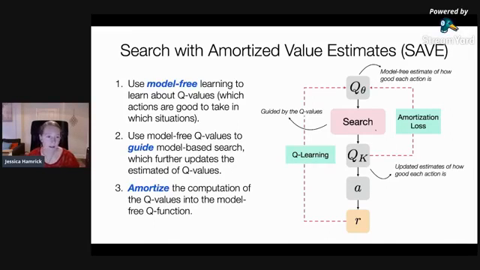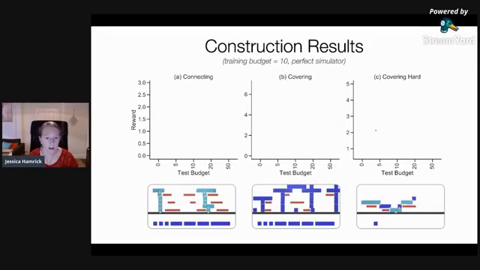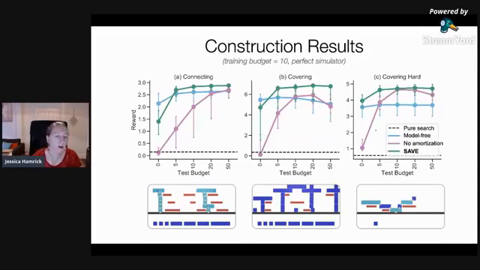And the result of doing this is quite striking. Let's come back to the construction tasks that I talked to you about. Here I'll show results on connecting, covering, and covering hard. What you will be able to see here is that SAVE really strongly outperforms not just model-free, but also something which doesn't do this amortization of the computation. Here in green, you can see SAVE, in blue is the model-free agent, and pink is an agent which uses the search, but only to select actions. So it doesn't have this amortization loss in it.